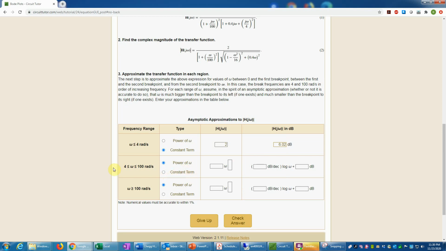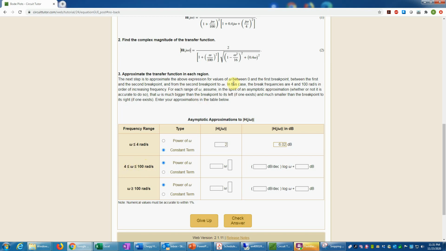Okay, so now the next step would be to approximate in the second region, where omega is much greater than 4, we're going to assume, and we're going to assume it's also much less than 100. Now, sometimes those numbers might be a little bit close together where those approximations wouldn't necessarily be accurate, but we're still going to make them because in the spirit of making an asymptotic approximation, it will approach that line, even if it's not accurately represented by that line. In this case, they're fairly far apart, so we can do that. But we would always do it regardless, basically.